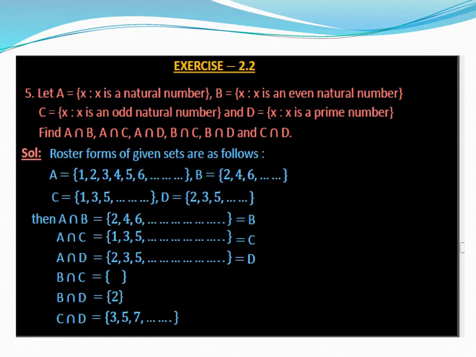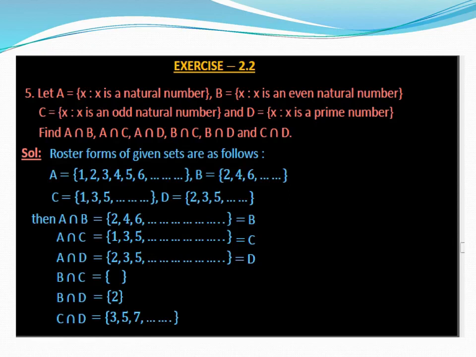Now we will find B intersection D. B contains the natural numbers 2, 4, 6 and so on. D contains the prime numbers 2, 3, 5. So what is the common element? 2. Then we will write the element 2. So B intersection D equals the single element set, the set of 2.